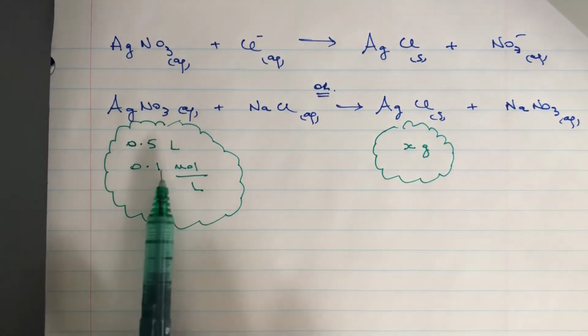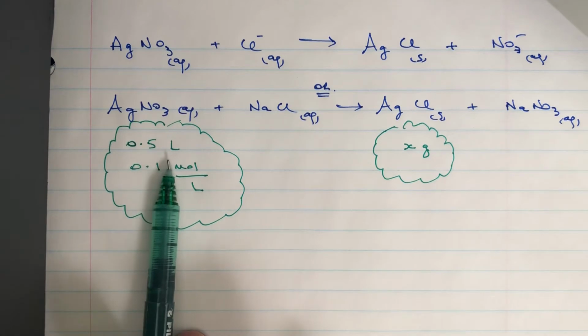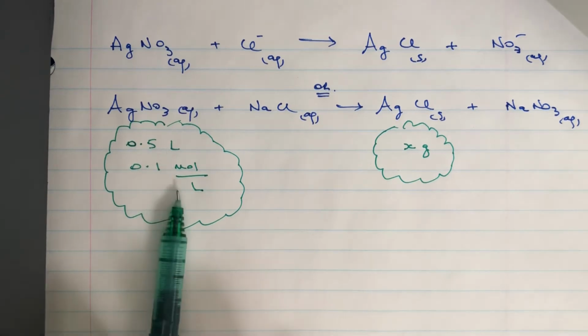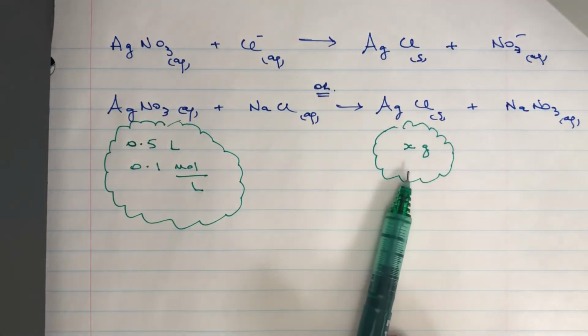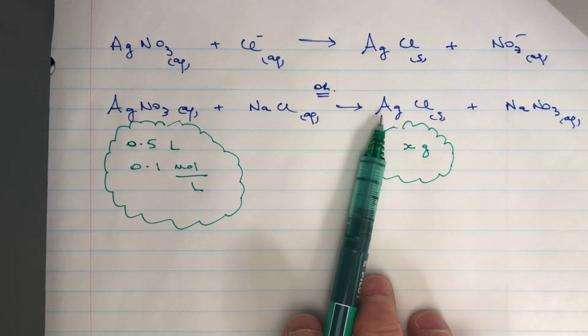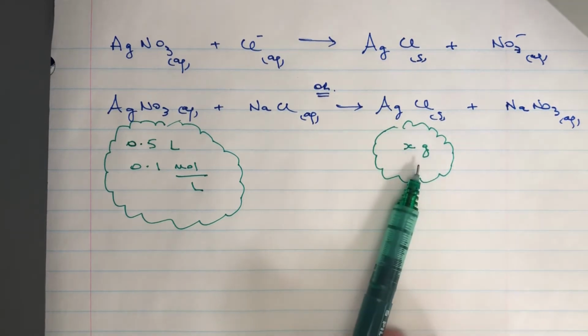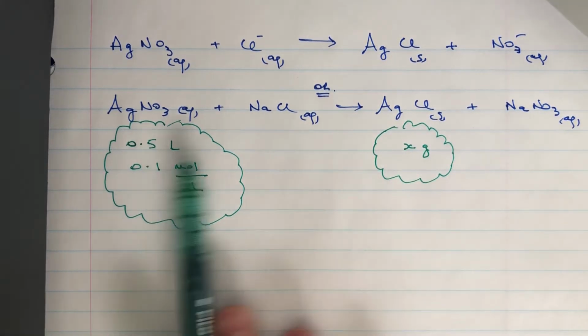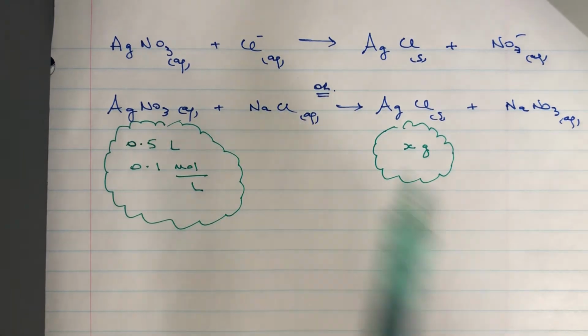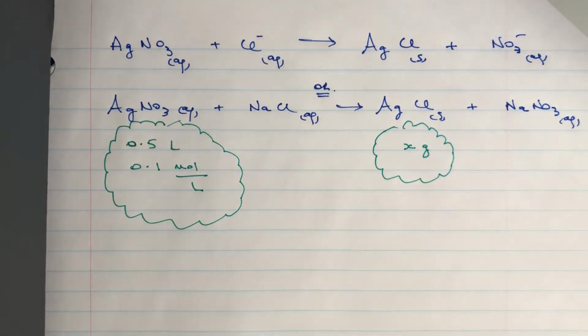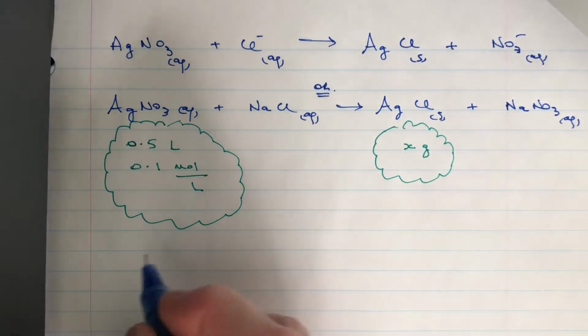This is the information given in the question. 0.5 liters of AgNO3 is what you have. This is the concentration of the AgNO3 solution. And what you're trying to find is the actual mass of the AgCl that you're expected to produce, given that you have an excess amount of this. So this is not an LR question, not yet. All right, well, let's take a look and see how we'd set this up.